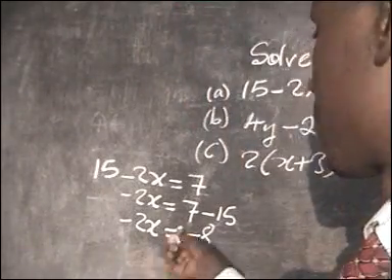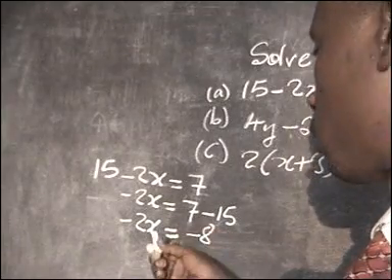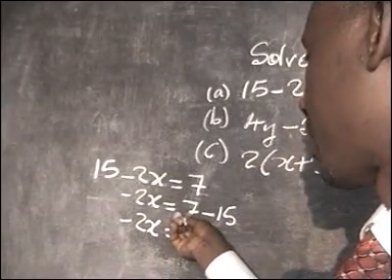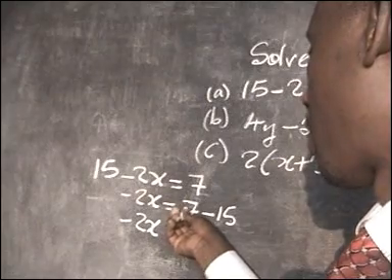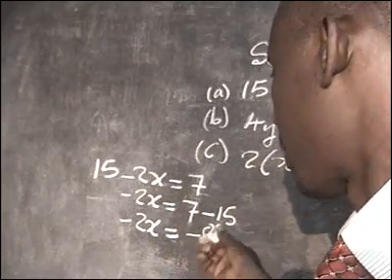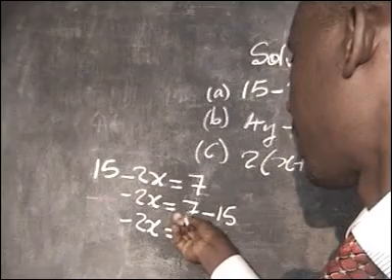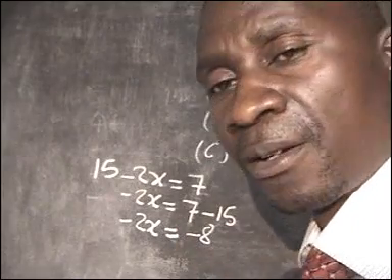Like the case 7 minus 15, what you have to do there is take 7 away from 15, and you get 8. Now this 8 should carry a negative sign, reason being that the number which has been subtracted from, the 7, is carrying a negative sign.